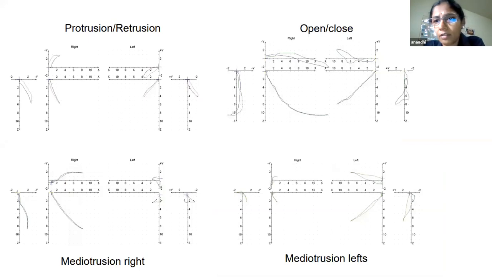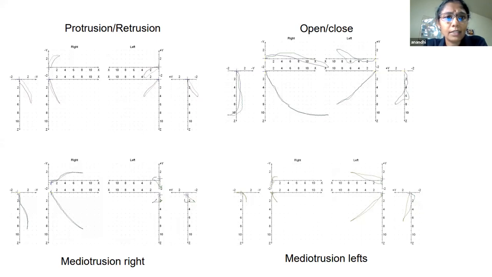So then we do the condylograph. After doing the condylograph, these are the tracings that we get. We look at function, meaning protrusion, retrusion, open, close, mediotrusion right, mediotrusion left. We also have bruxism. When we do protrusion and retrusion, we ask the patient to come forward and backward, and then we get whatever tracings we get. So these are the tracings.